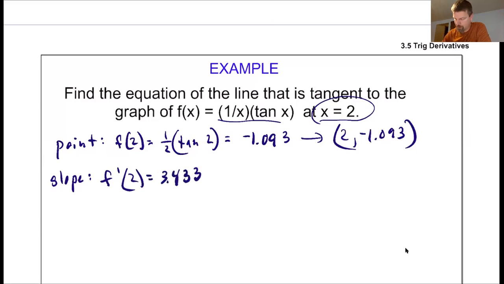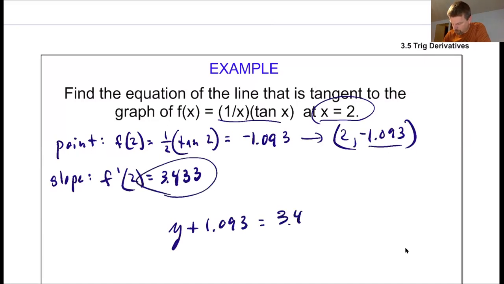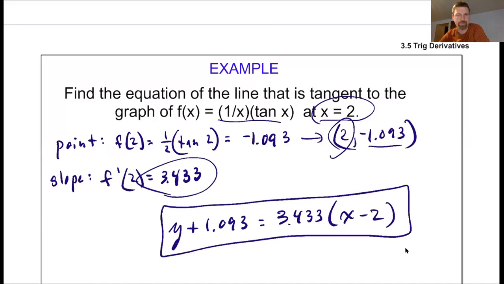So f prime of 2 was 3.433. So the equation of my tangent line is going to be y minus the y coordinate. So y plus 1.093 equals the slope, 3.433, times x minus the x coordinate, x minus 2. There we go. That's doing it with a calculator. We could do it without a calculator as well. It would require the product rule: first times derivative of the second plus second times derivative of the first. But for this problem, I think I'm just as happy with a calculator. That would probably be a calculator allowed problem.